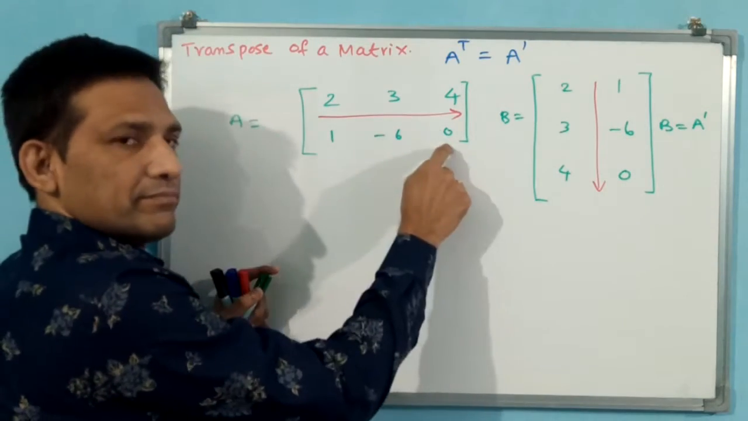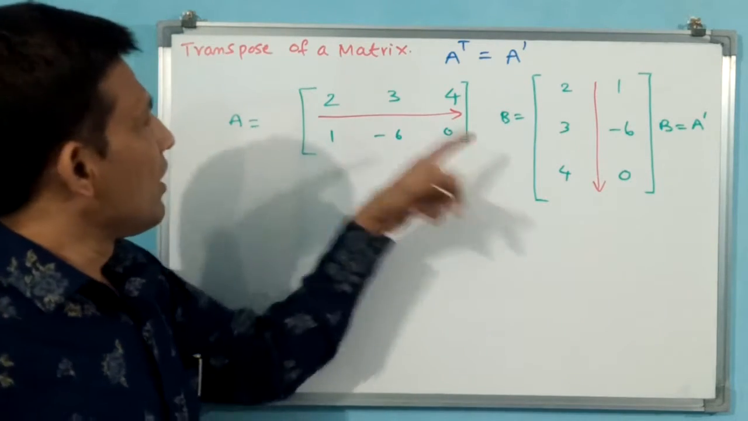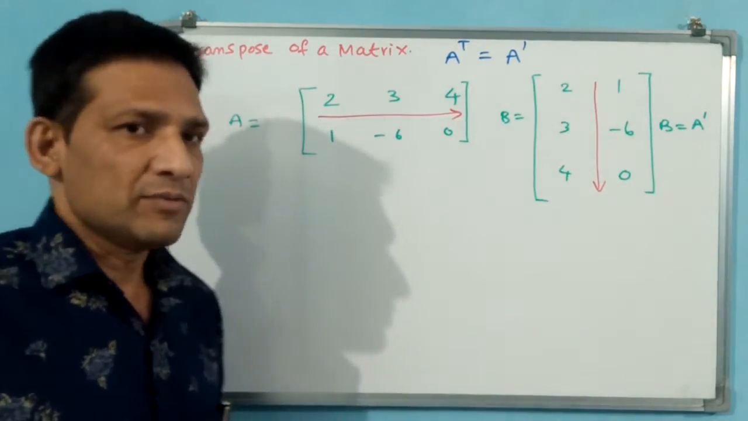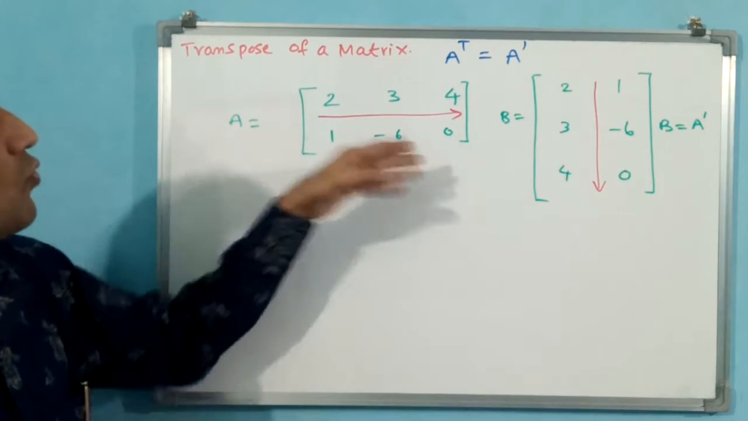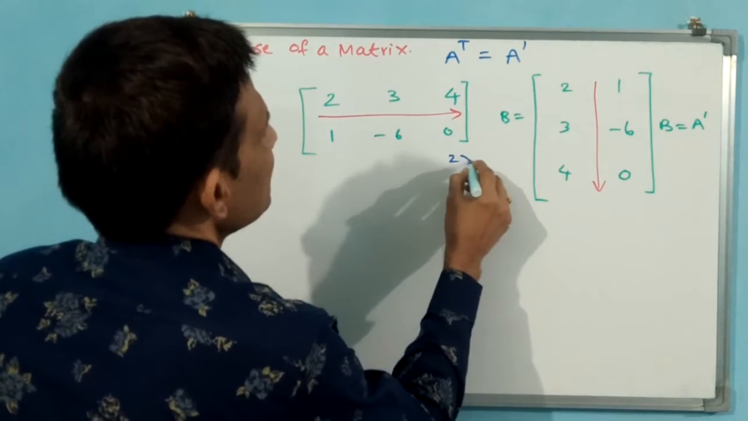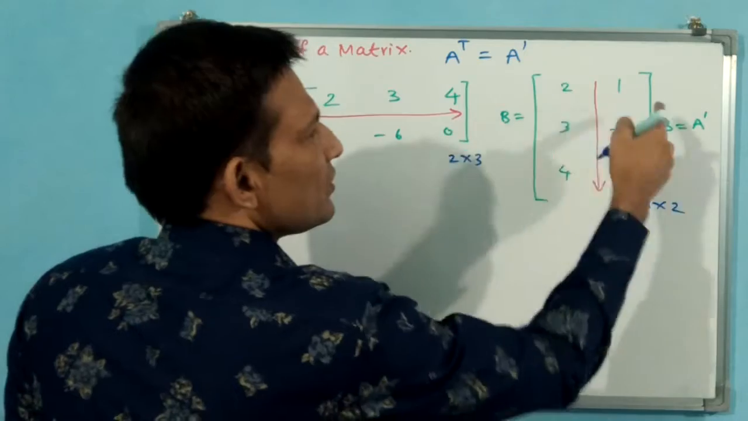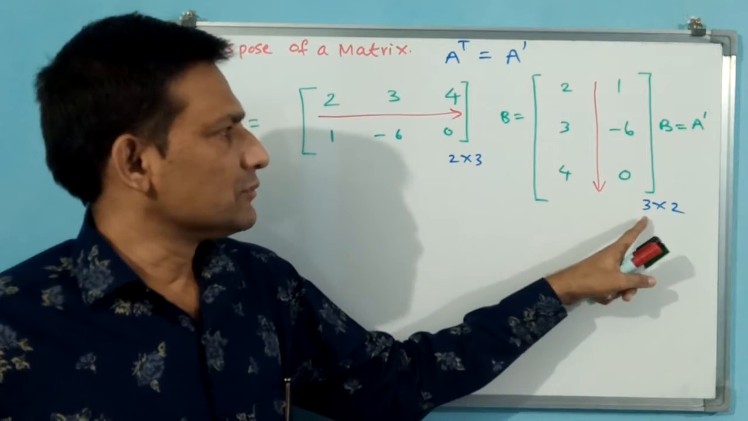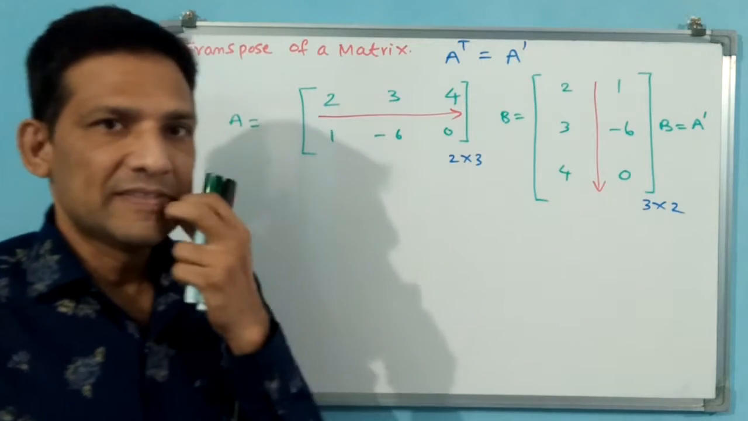That means the row has become the column. That's all. If it is 3 by 3, then 3 rows are going to become 3 columns. See why I have taken an odd example: it is not a square matrix. This is a 2 by 3 matrix, 2 rows and 3 columns. But this is a 3 by 2 matrix, 3 rows and 2 columns. That means rows are going to become columns.